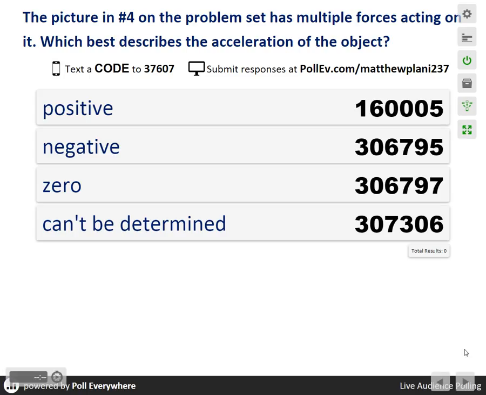All right. On your sheet, number 4, there is a picture that has an object that shows multiple forces acting on it. Which best describes the acceleration of the object experiencing those multiple forces? Question number 4, there's a picture next to question number 4 on your sheet that shows an object with multiple forces acting on it. Based on that picture, what would you say about the acceleration of the object?